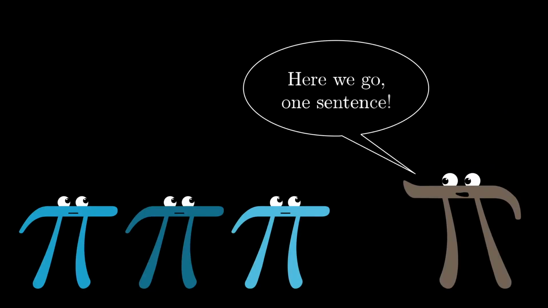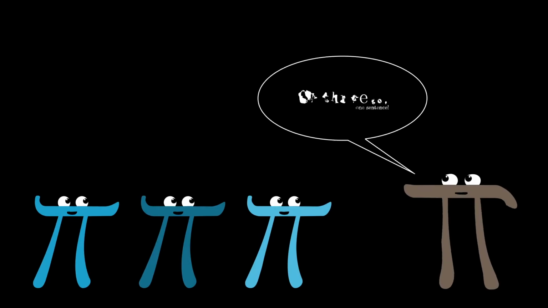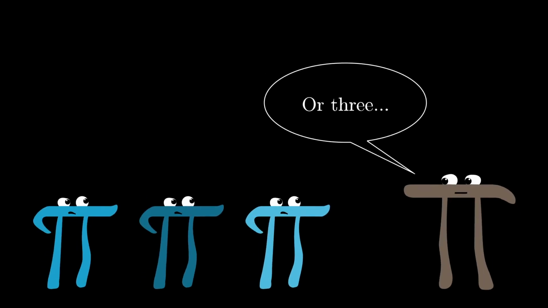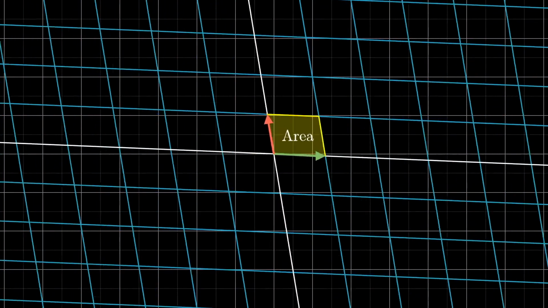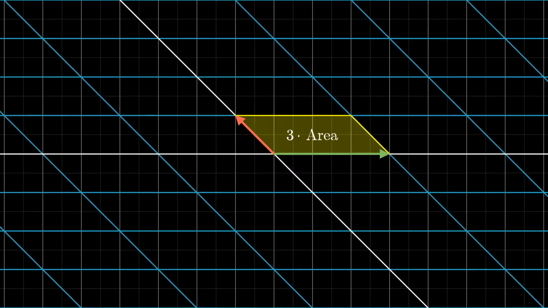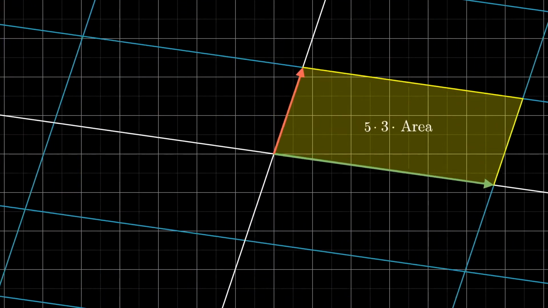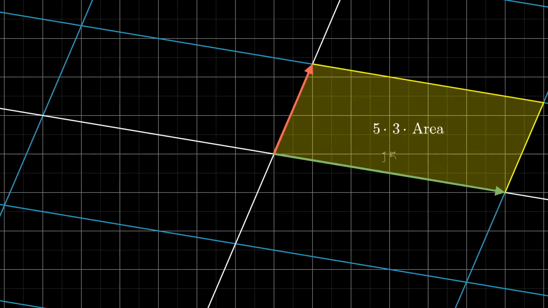Okay, you ready? One sentence explanation. Here we go. Well, okay, really I'll do it in 3 for clarity, but you could cram this down to one sentence if you really wanted to. So if you scale an area by some factor and then scale it again by some other factor, the overall effect is just to scale it by the product of those factors, right?